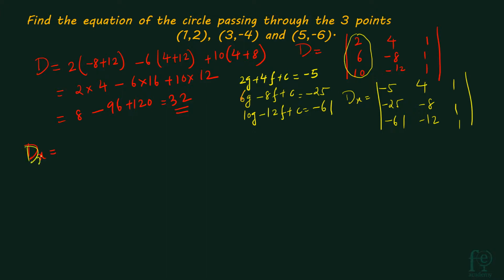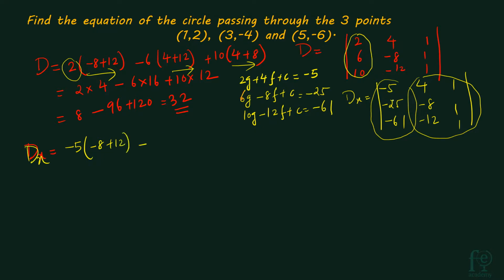So dx will be equal to, so here only the first column is replaced, the rest of the terms are the same. So you can easily use these same terms again, no need to evaluate again. So 2 will be replaced by minus 5. So minus 5 into minus 8 plus 12 minus 25. So it will be plus 25 into 16. I am straight away writing 16, plus will be minus 61. So minus 61 into 12.